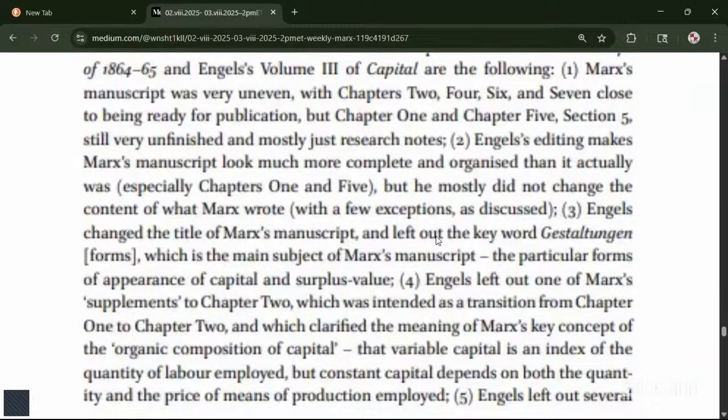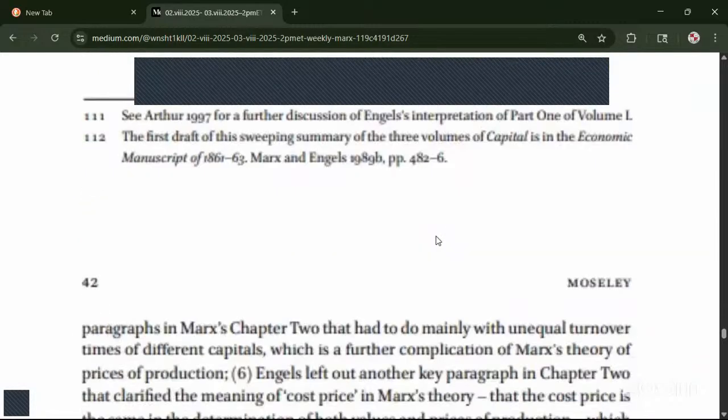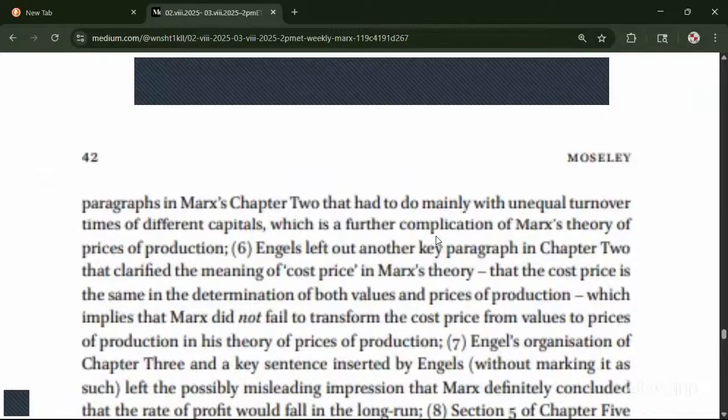Number five, Engels left out several paragraphs in Marx's chapter 2 that had to do mainly with unequal turnover times of different capitals, which is a further complication of Marx's theory of prices of production.